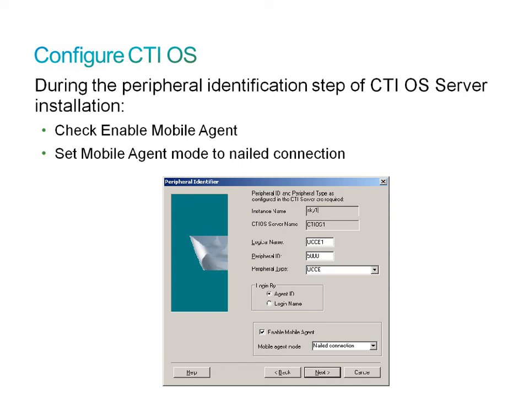During the peripheral identification step of the CTIOS installation, you must check the Enable Mobile Agent checkbox, and you must set the mobile agent mode to Nailed Connection.